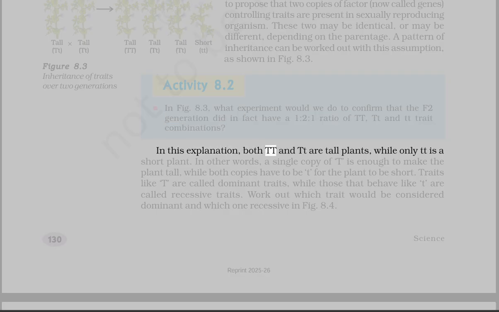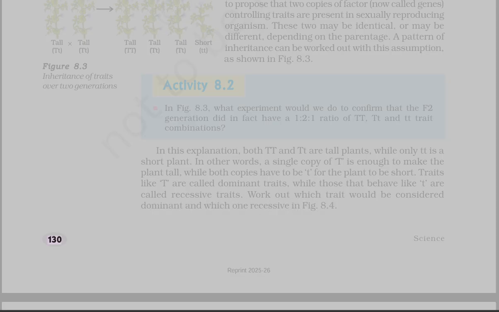In this explanation, both TT and Tt are tall plants, while only tt is a short plant. In other words, a single copy of T is enough to make the plant tall, while both copies have to be t for the plant to be short. Traits like T are called dominant traits, while those that behave like t are called recessive traits. Work out which trait would be considered dominant and which one recessive in Fig 8.4.